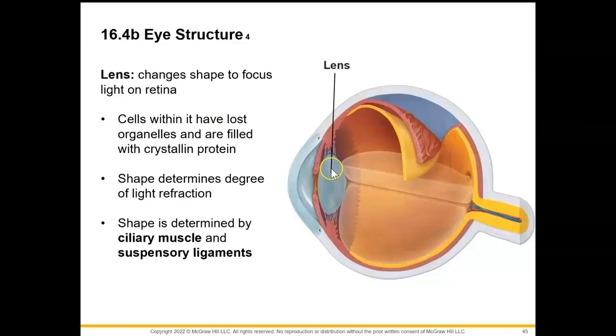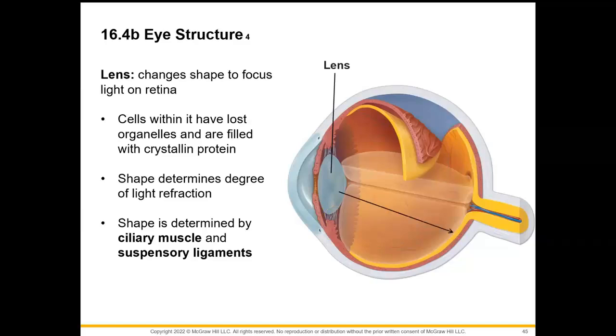Let's talk about the lens a bit more now. This lens can change shape in order to focus the light on the retina. We have cells within it that have lost organelles and are filled with a crystalline protein. The shape of the lens will determine the degree in which the light is refracted or bent, and the shape is going to be determined by our ciliary muscles that lie here in the ciliary body and the suspensory ligaments, or those zonule ligaments.